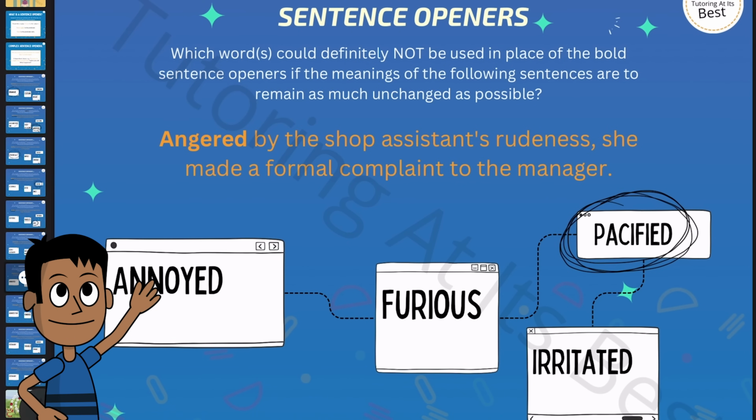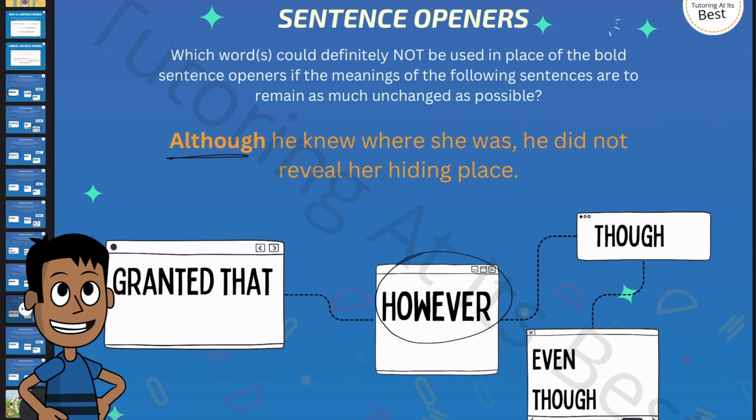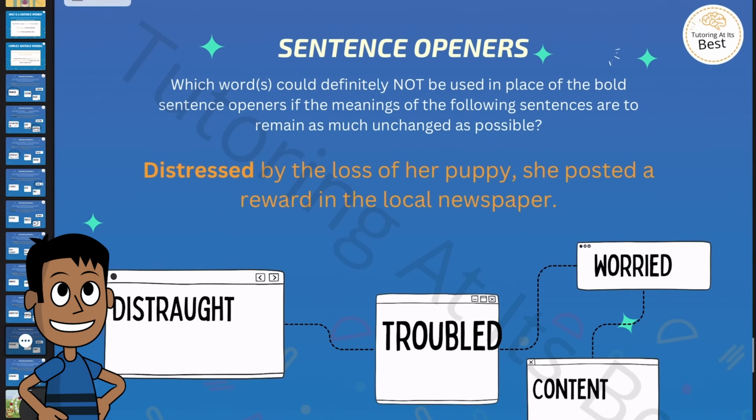You're doing great so far, so let's keep it up. Although he knew where she was, he did not reveal her hiding place. So again, we're looking for words that cannot be used in place of although. And if you found it already, we've got however, as however is not the same as although. Over to the next question.